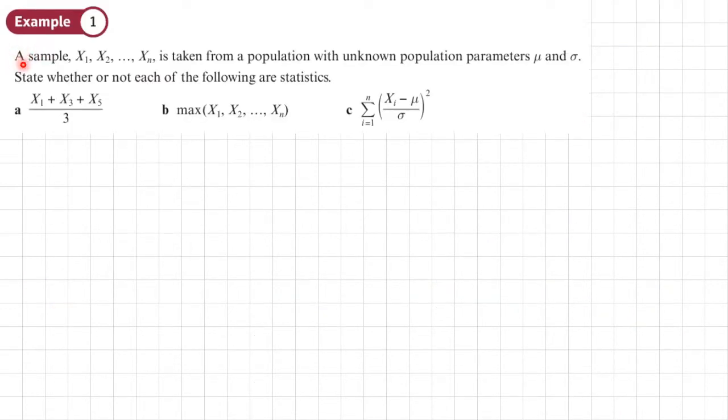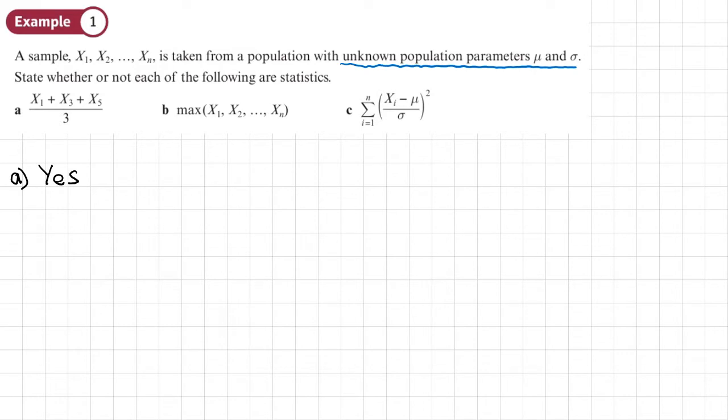Example 1. A sample x sub 1, x sub 2 up to x sub n, so n units in my sample, is taken from a population with unknown population parameters mu and sigma. So we do not know the population mean, and we do not know the population standard deviation. State whether or not each of the following are statistics. So we'll look at A. Now, what do we do with A? We take 3 items from our sample, we add them together and divide by 3. So we're basically finding the mean of 3 items from the sample, no population parameters.